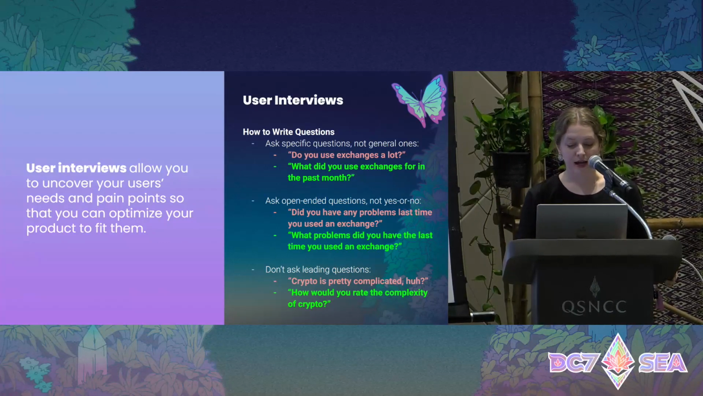So here are some guidelines for writing these kinds of questions. The first one is to ask specific questions. General questions get you general answers, and you don't need general answers when you're building a product. You might end up with something like, okay, so I spoke to 10 users, and they all told me that they use exchanges a lot.